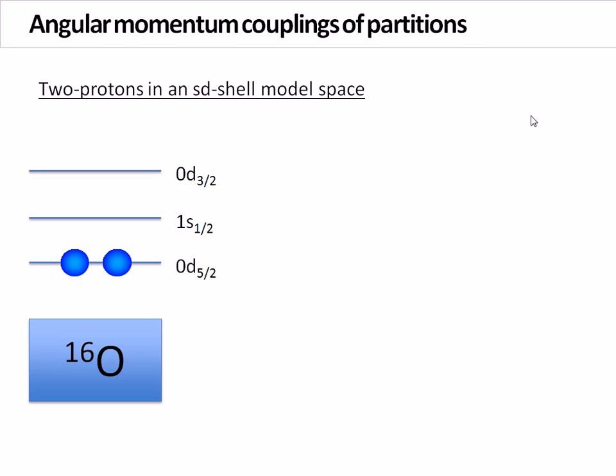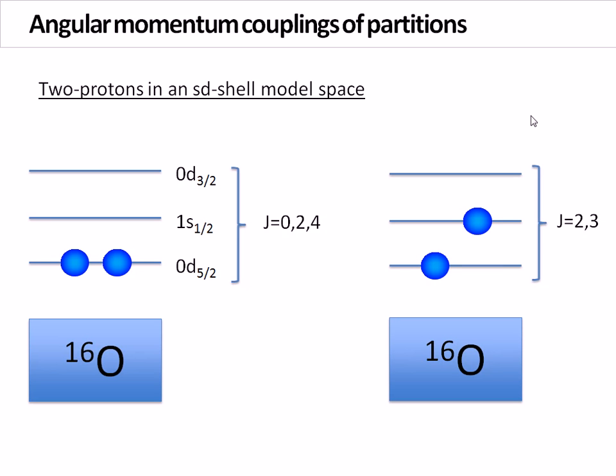So the added complication is that there are different ways of angular momentum coupling these as well. The partition is just how you put them in the orbits. But in addition, there are different ways of coupling these. So if we put 2 protons in D5 halves, the angular momentum that we can couple all our protons to is either 0, 2, or 4. You only get the even ones here because these 2 protons are in the same orbit and must obey the Pauli principle. But in addition to this sort of partition where the 2 nucleons are in the same orbit, we could have a partition where we put 1 proton in D5 halves and 1 proton in S a half. And the total angular momentum couplings for the 2 protons in these states are J equals 2 or 3.